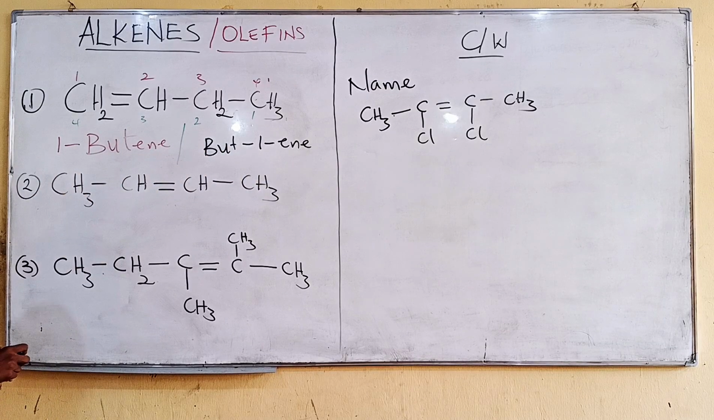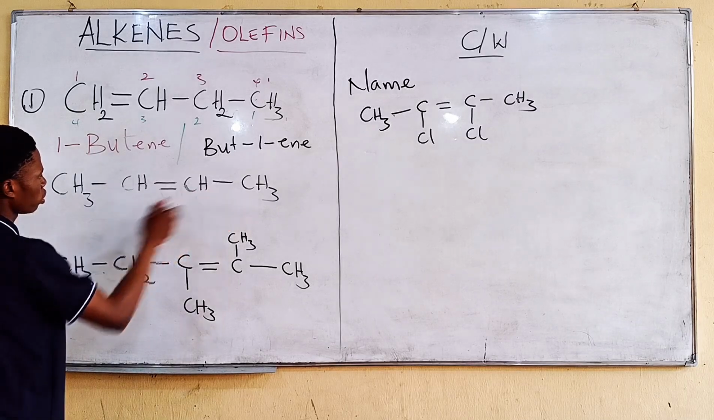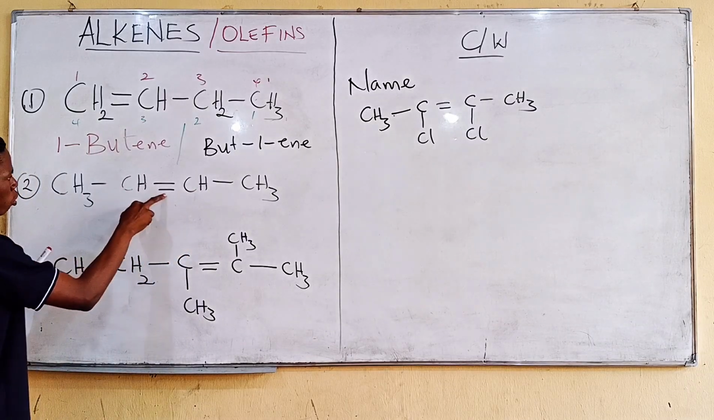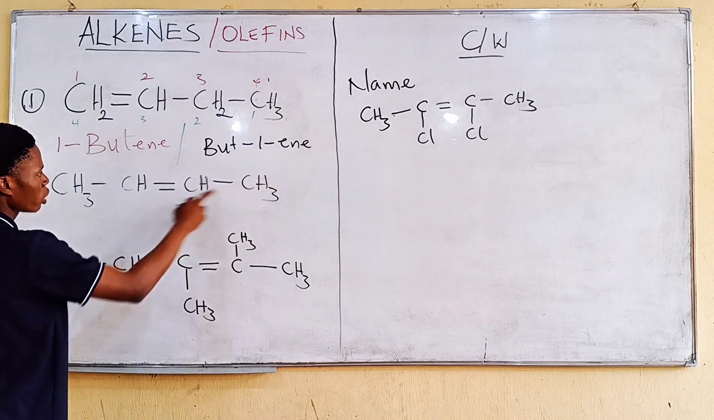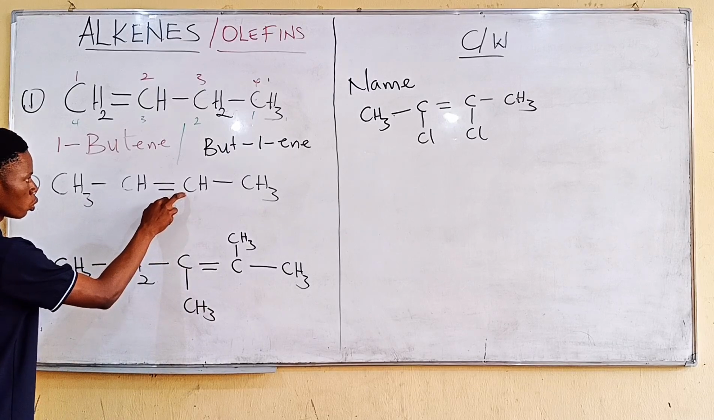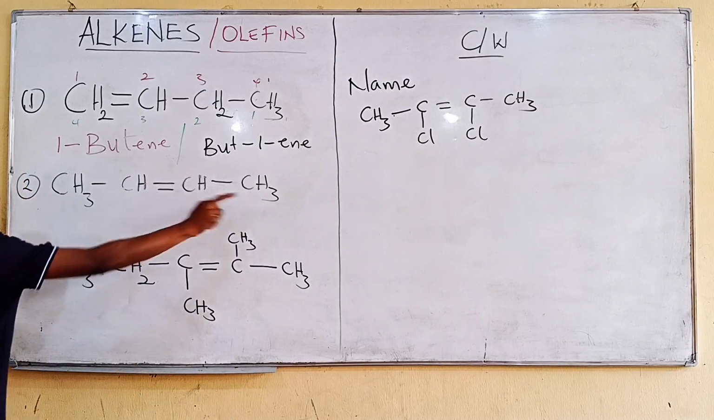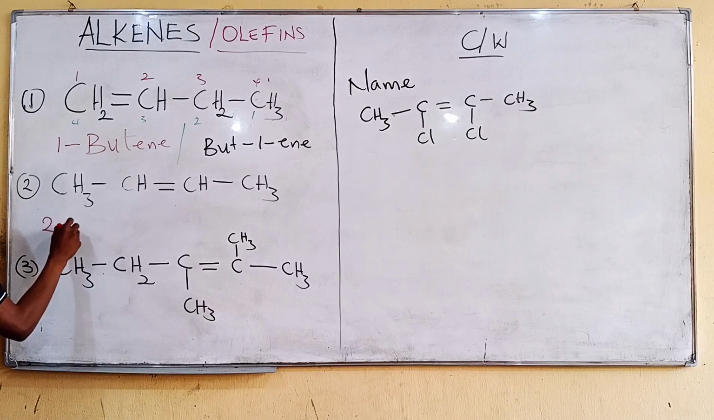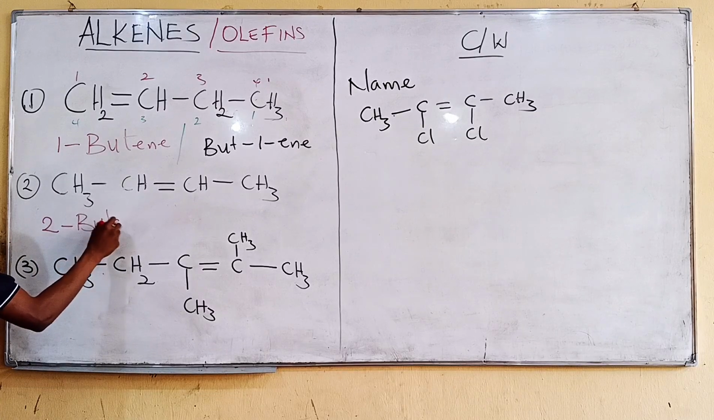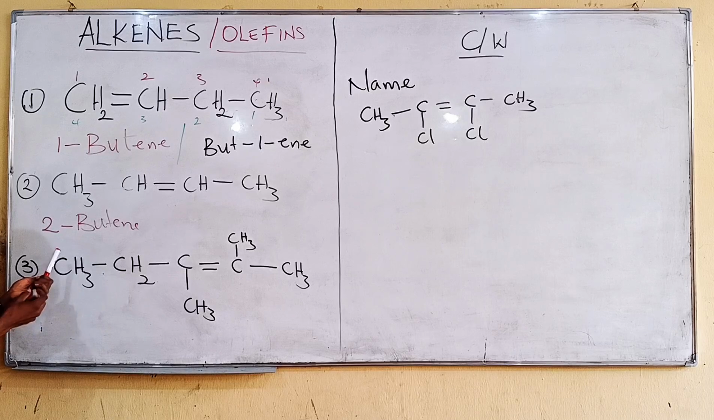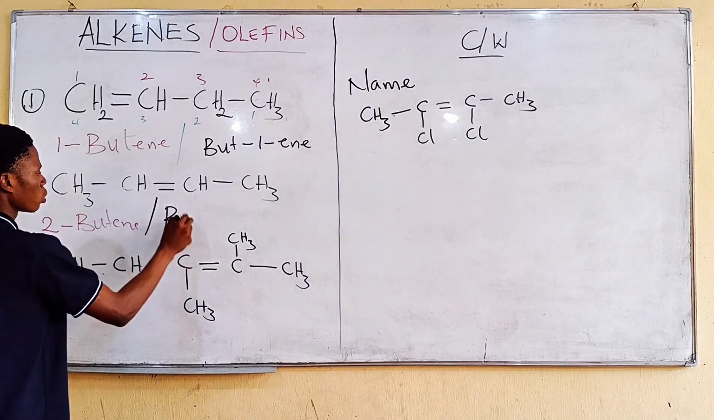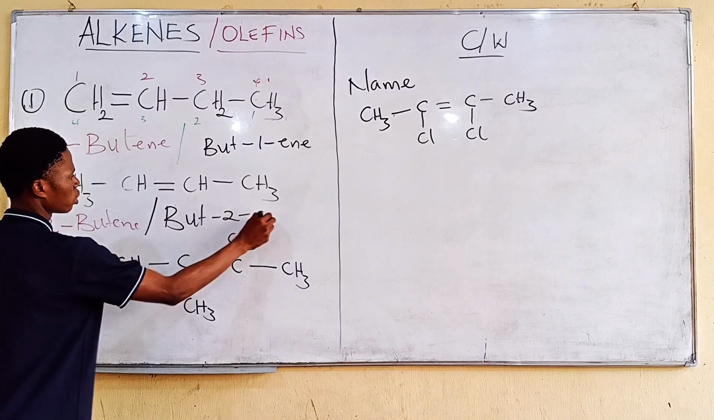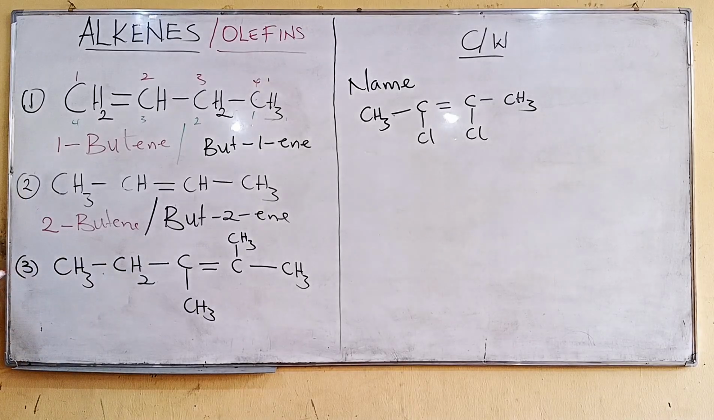Now, if you look at the second one, it's similar to the last one we did. But now 1, 2, 3, 4. If I count from here 1, 2, the double bond is on carbon 2. If I count from here 1, 2, the double bond is on carbon 2 also. It's still butene, but the double bond is on carbon 2. So this is either 2-butene, or you call it but-2-ene. It's either 2-butene or but-2-ene, right?